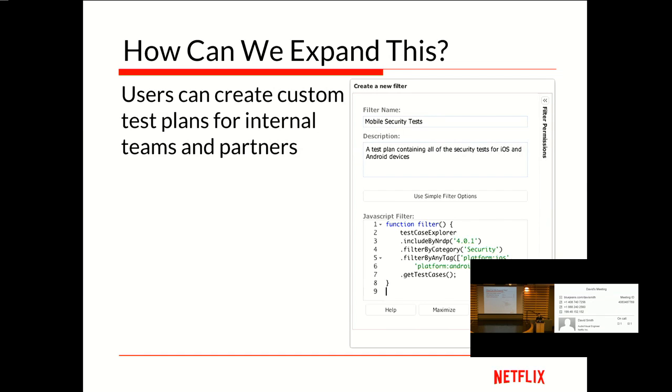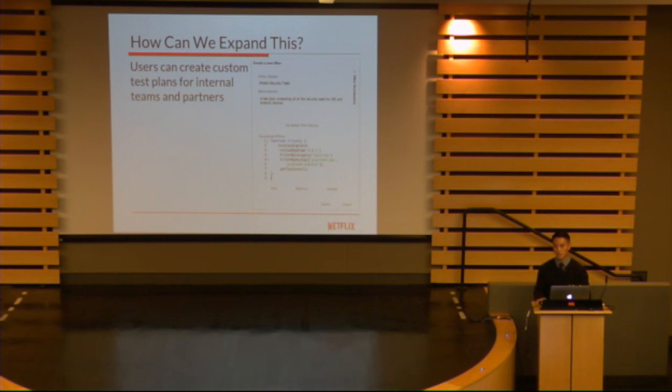Now they can go into our UI, create a test plan filter by themselves, and immediately share it with their partner. Another example is, say I'm a Windows mobile developer here at Netflix, and I want to see all of the security tests that maybe iOS and Android have written. I can now do that. I've now encouraged discoverability within Netflix.